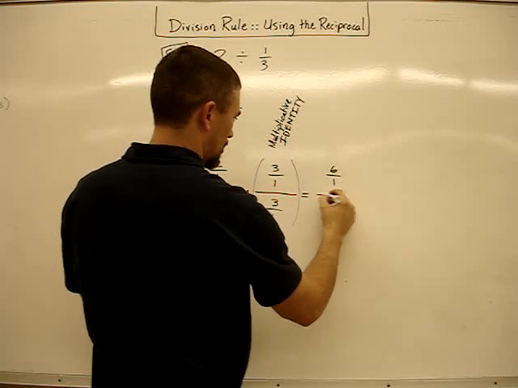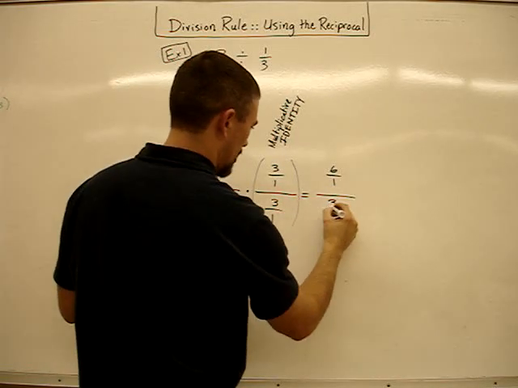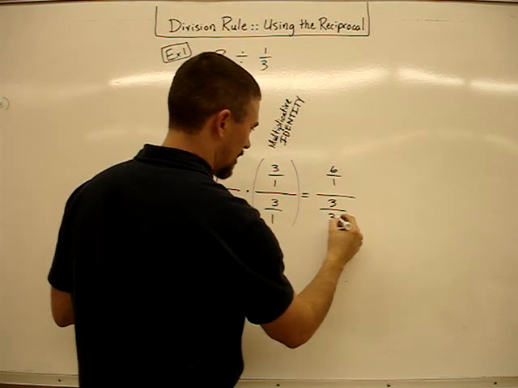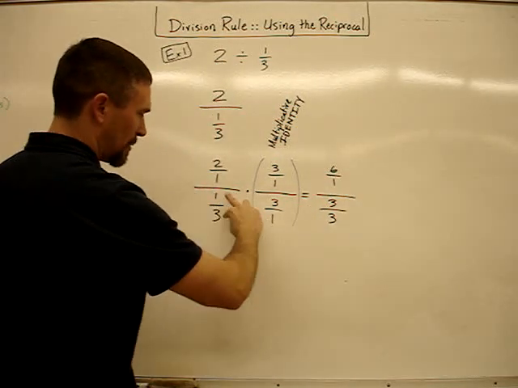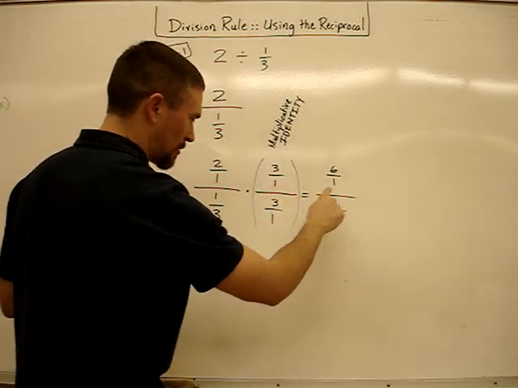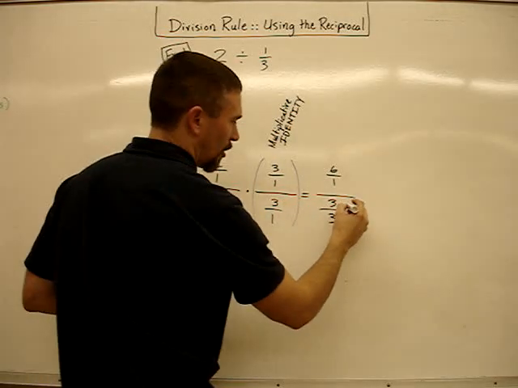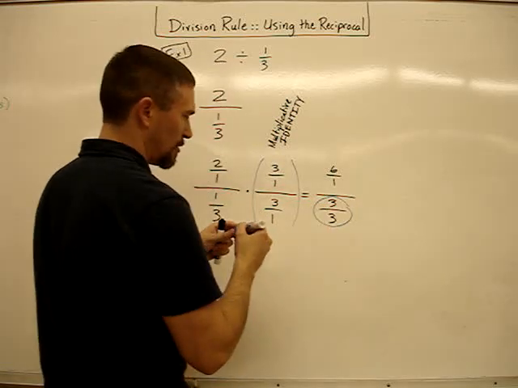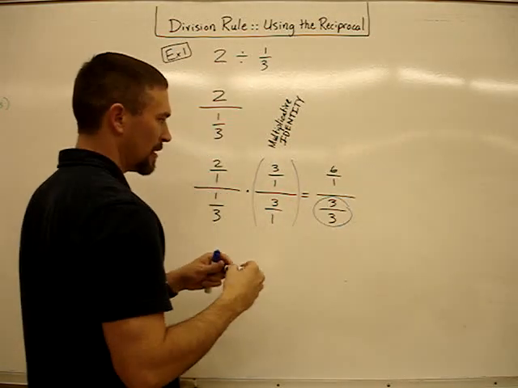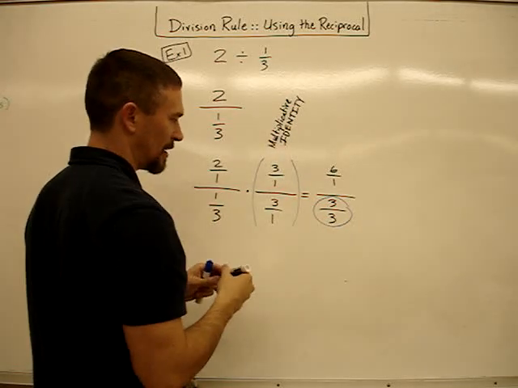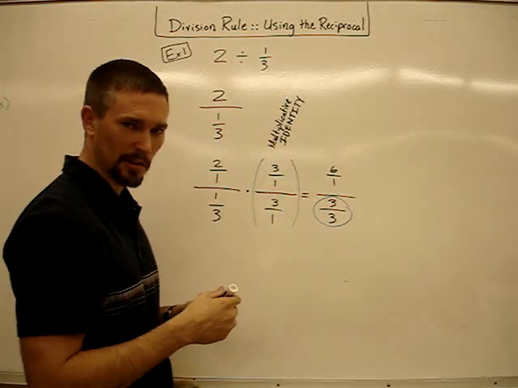1 times 1 is 1. 1 times 3 is 3. 3 times 1 is 3. Aha! Right there. That's the whole reason we picked the reciprocal, was so that this would happen, because this is also 1. And as you know, anything divided by 1 is still the anything, which is kind of the multiplicative identity in the opposite direction because we're dividing.